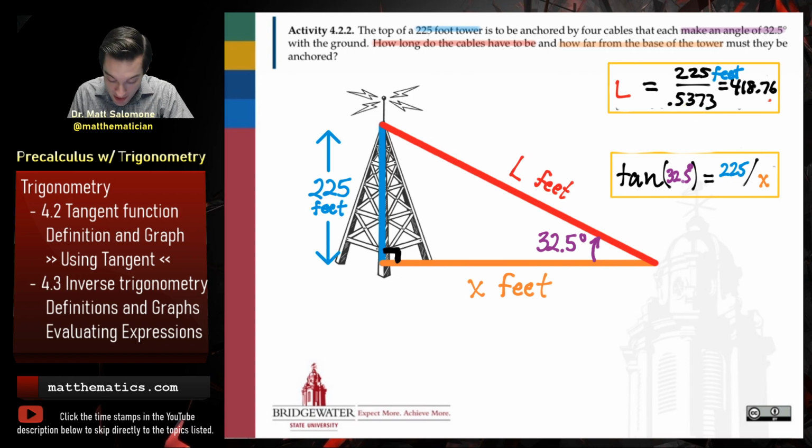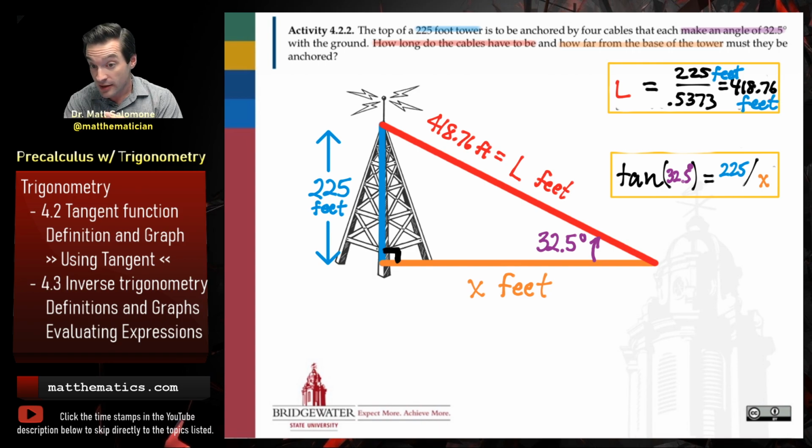And again, the units on that, because this 225 is measured in feet, and the denominator is the sine of something, that denominator is dimensionless. When I divide feet by something which is dimensionless, my answer is going to end up being measured in feet. And so we have figured out now how long this cable needs to be. 418.76 feet. So that's how long we need our cable to be.